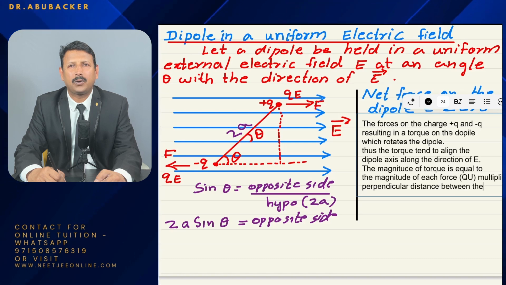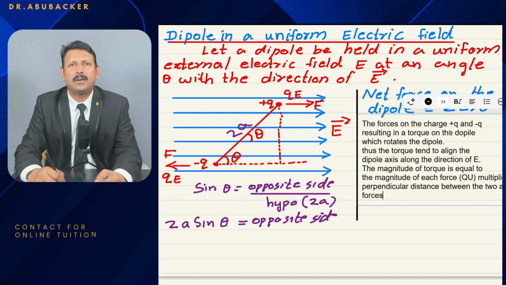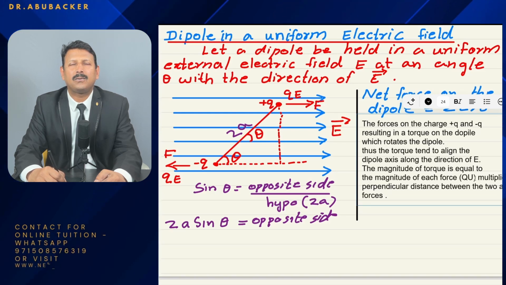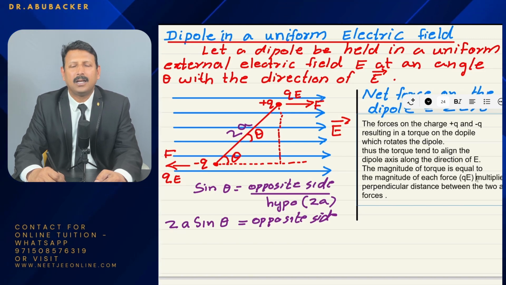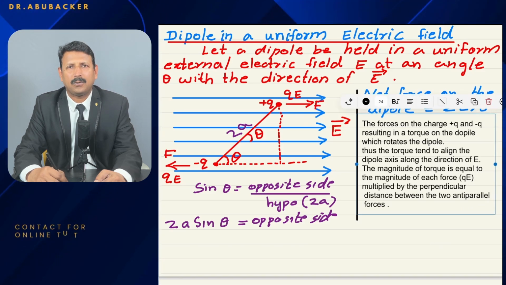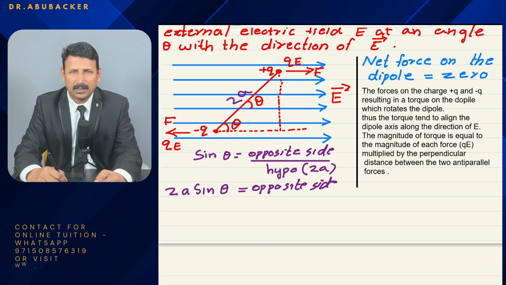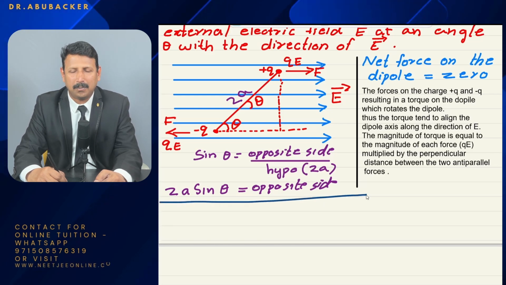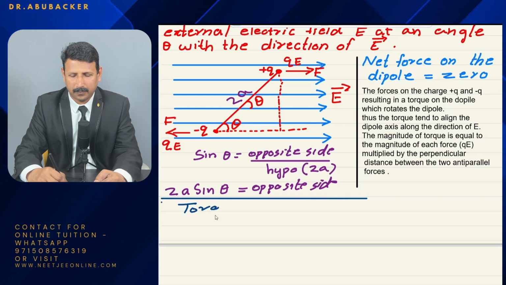You know the force is QE, not QU, QE multiplied by the perpendicular distance between the forces. Now we are going to write the expression for the torque. Anybody remember the symbol used to represent the torque? A special symbol, it is tau.